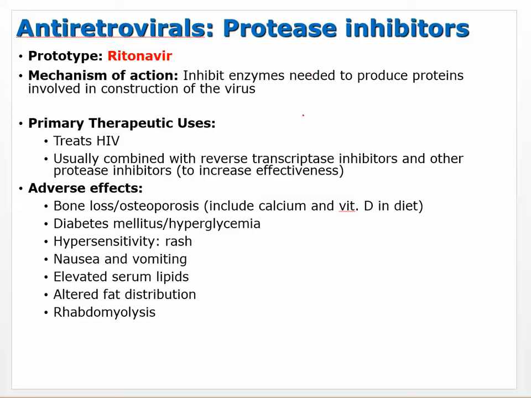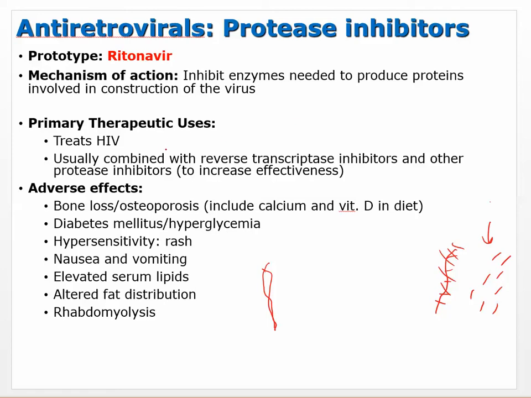Okay, and then, not the last, but we're getting there, protease inhibitors. Your book doesn't go in order, and I went in the order of the book, because really after we've made the DNA, we're supposed to integrate it, but we're going to skip that step and come back to it. Now we have the viral protein that's been made, and it needs to be cleaved to make healthy, functional viral proteins. Protease inhibitors just stop it from being cleaved, so it never can make the good, happy viruses, which is bad. They inhibit the enzymes needed to produce proteins involved in the construction of the virus.